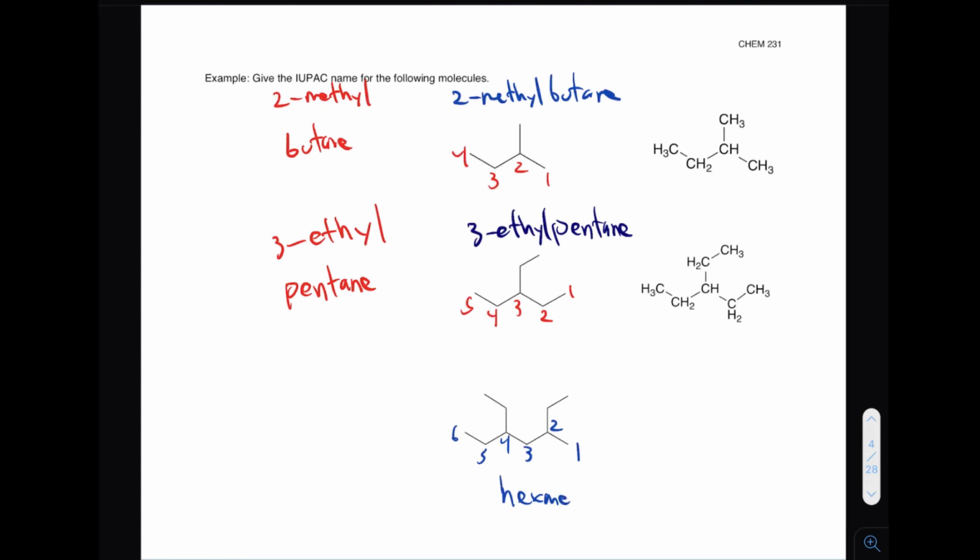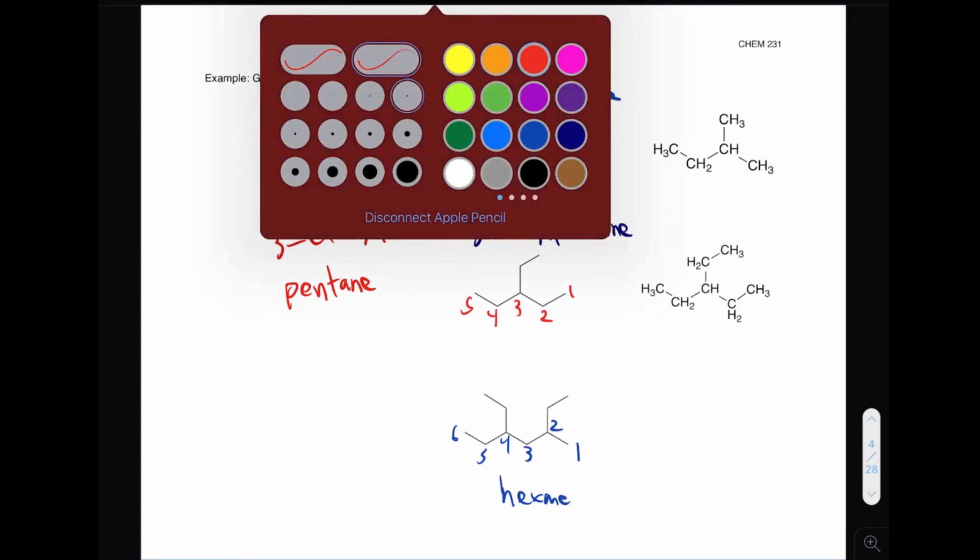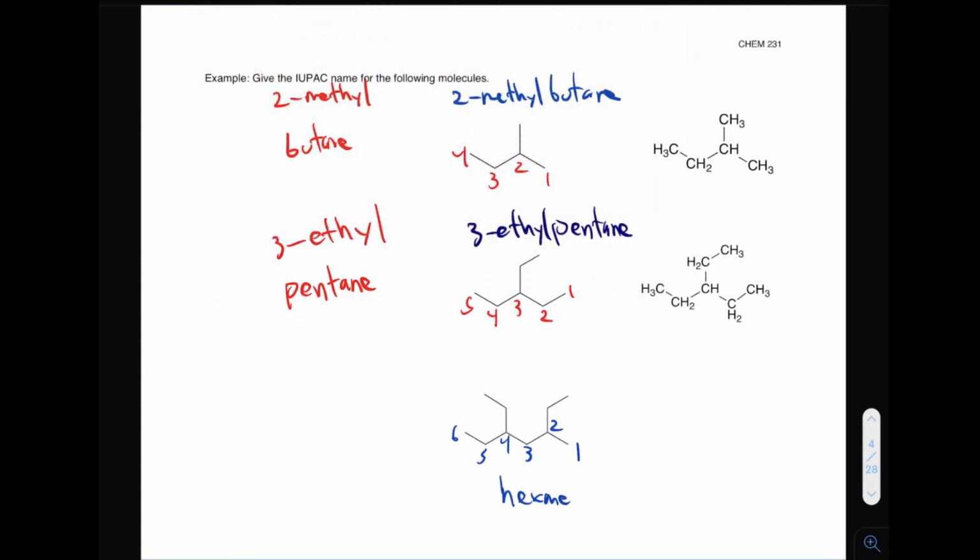Hexane. But is that the longest parent chain? So let's go through and see. We see right above where 2 is, we see there's actually 2 carbons there, so that one might be longer. So going through 1, 2, 3, 4, 5, 6, 7. Okay, so that's actually longer, right? So we have to go with that as our parent chain. So now that is heptane. Right, so we know it's not hex, but it is hept.